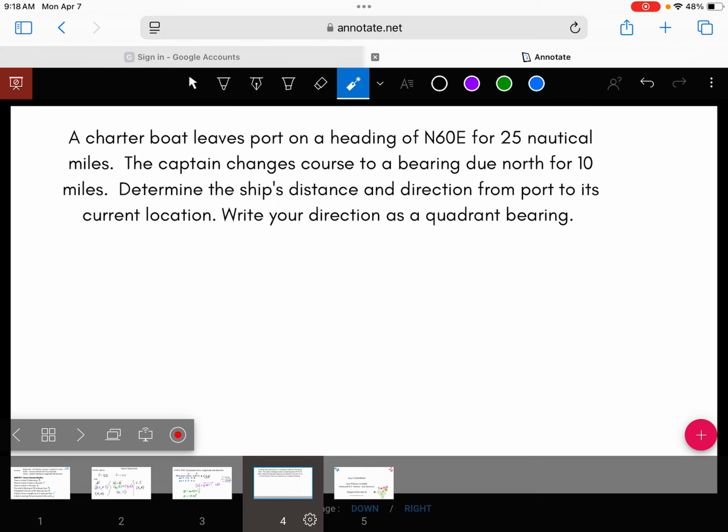So we've got a charter boat that leaves port heading north 60 degrees east for 25 miles. Nautical miles is not really different than land miles, but they're all special because they're boats. Nautical just means on the water. It's boat miles versus land miles because boat people are extra. All right, and then the captain changes course going straight north. Due north just means north, pure north for 10 miles.